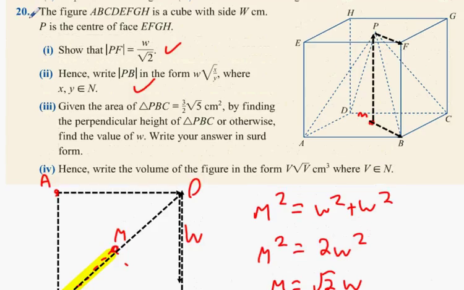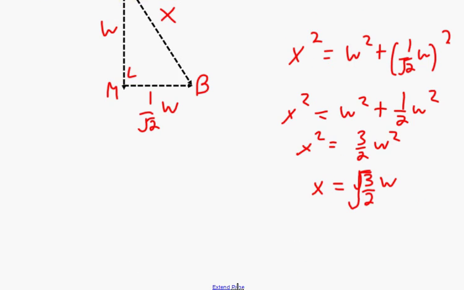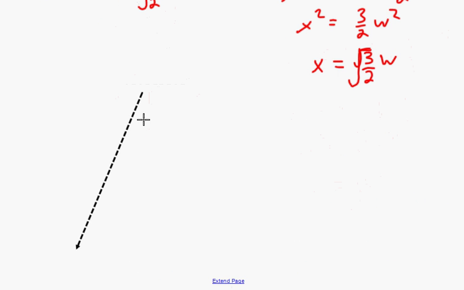Given the area of PBC. Now what type of triangle is PBC? It's an isosceles triangle. Why is it an isosceles triangle? Because both sides come from the centre point of the pyramid out to the edge. So that triangle there is isosceles. So it's PBC.